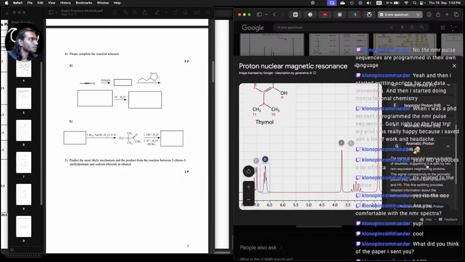.9 ppm is a doublet of doublets, suggesting it is split by 2 non-equivalent neighboring protons.